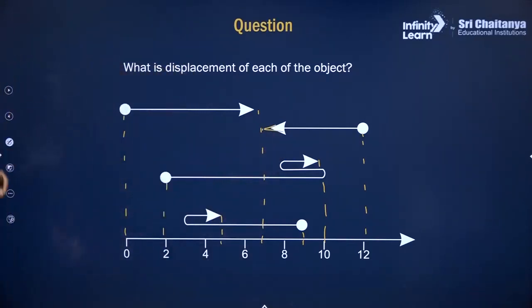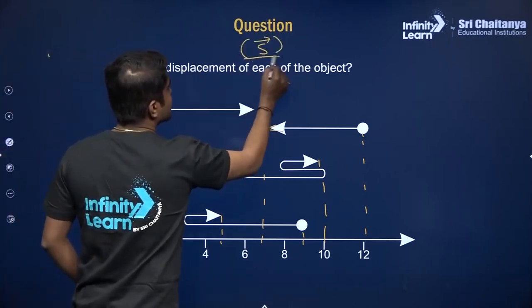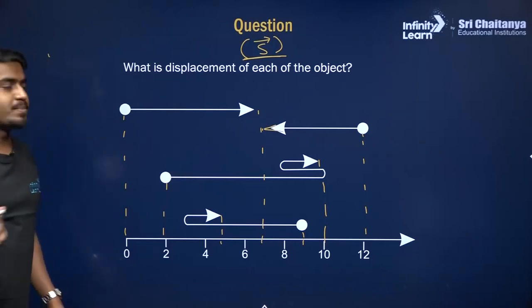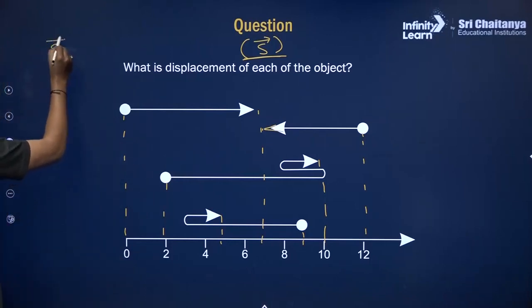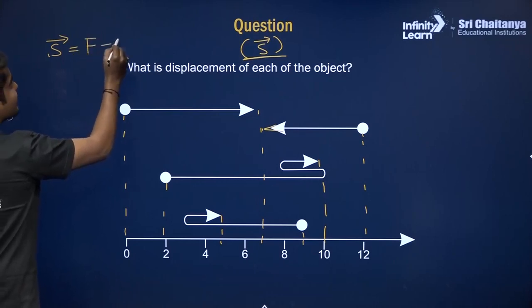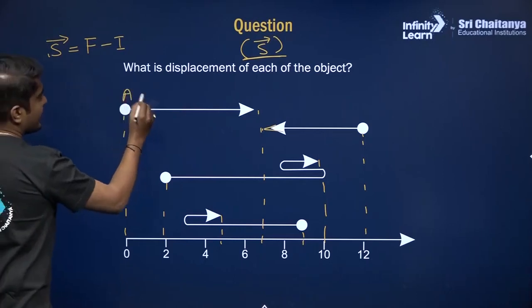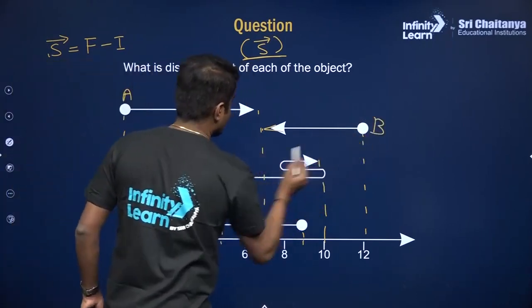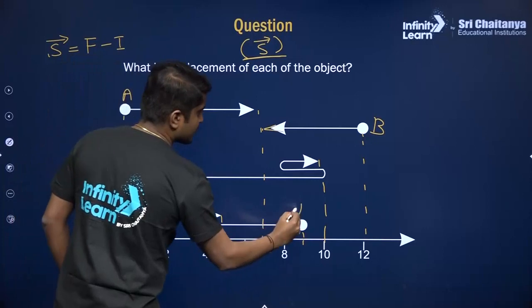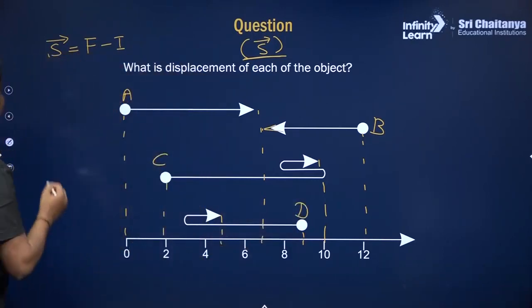Okay, so now what is displacement? Displacement is a vector called S. This symbol we use for the displacement. And what is the displacement? Displacement is nothing but final position minus initial position. Okay, let's call these objects A, there is object B, object C, and object D. So let's find out their displacement. So how will you calculate it?